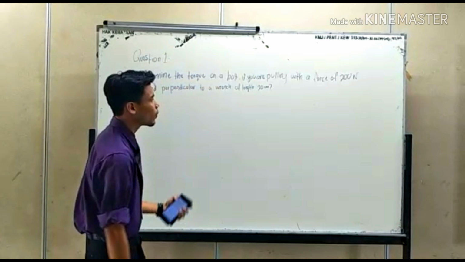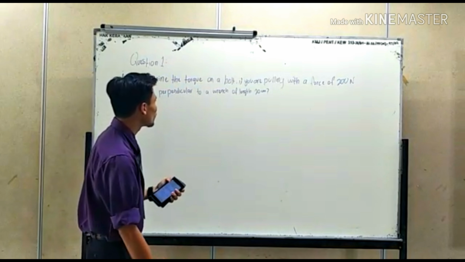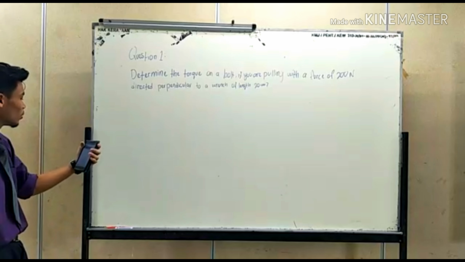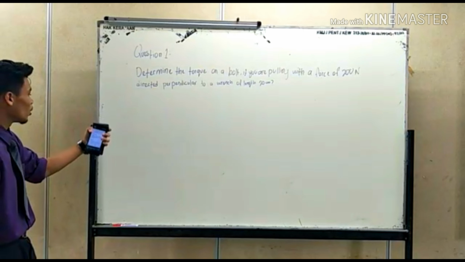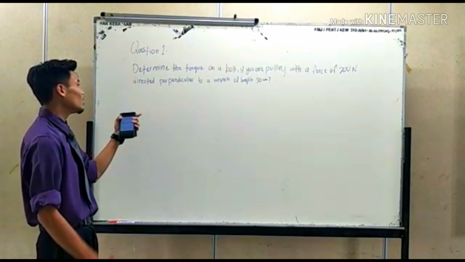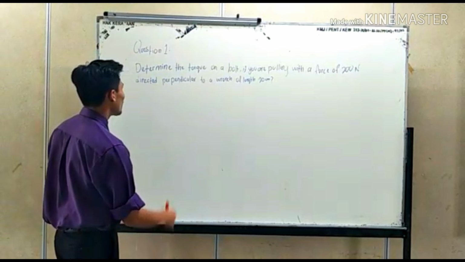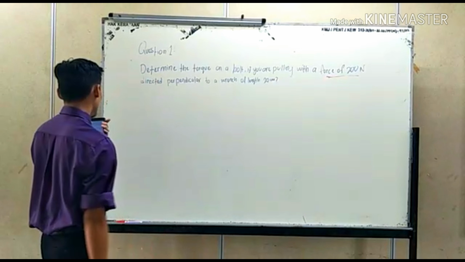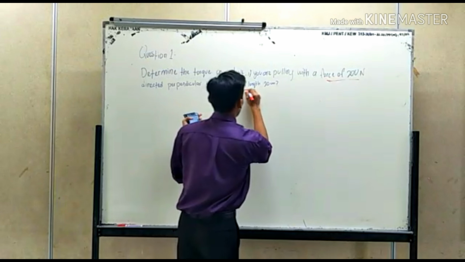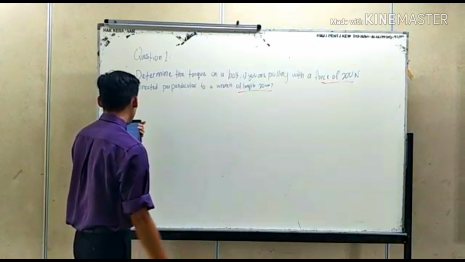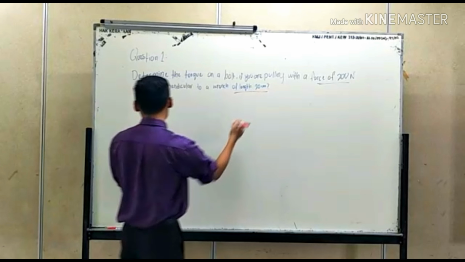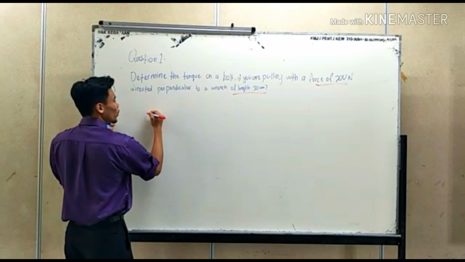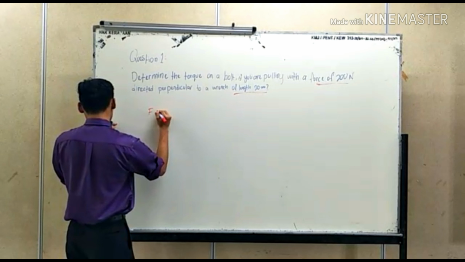If you are moving with a force of 200 newton directed perpendicular to a range of 20 centimeters. So for this question, it is clear that we have the distance, we have the force, and the length, and the perpendicular distance.